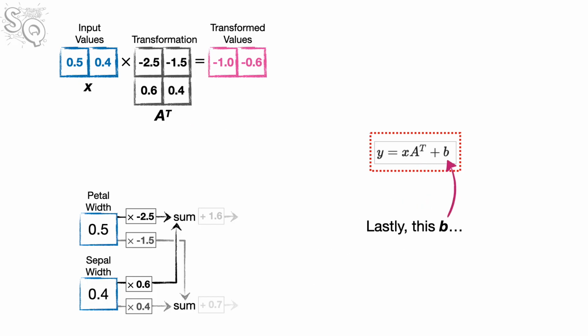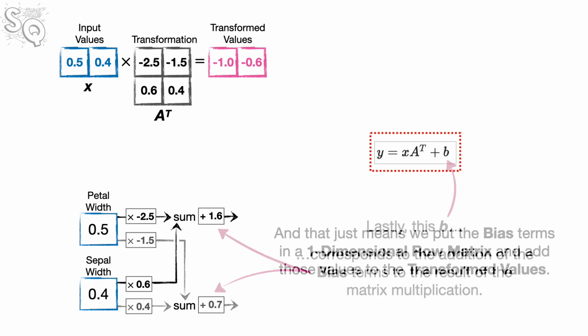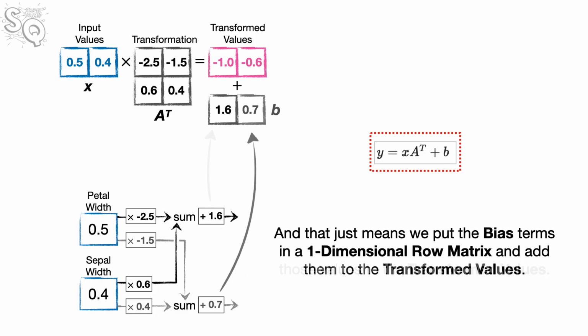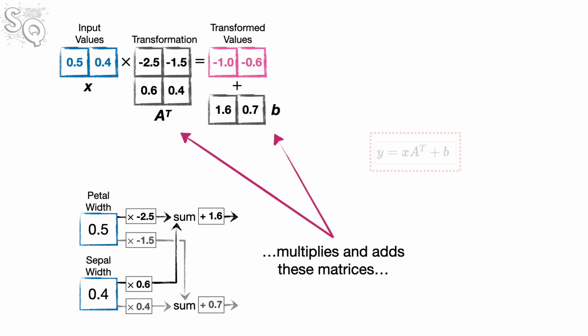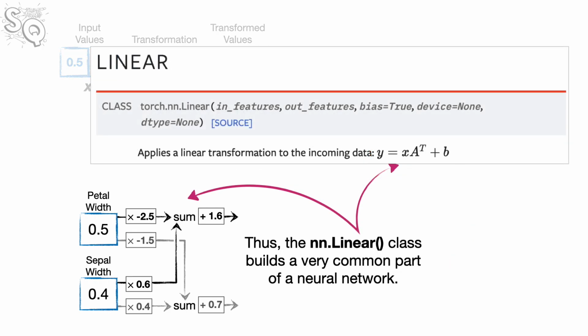Lastly, this B corresponds to the addition of the bias terms to the result of the matrix multiplication. And that just means that we put the bias terms in a one-dimensional row matrix and add those values to the transformed values. Thus, this simple neural network multiplies and adds these matrices, and that corresponds to this matrix equation. Thus, the nn.Linear class builds a very common part of a neural network.